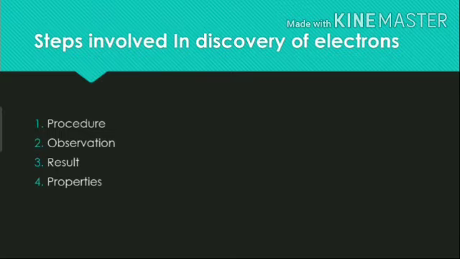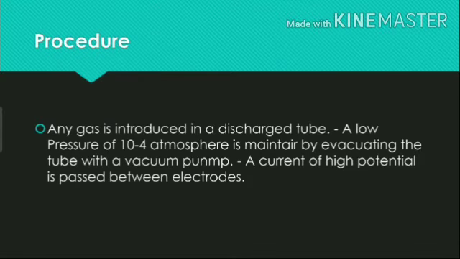Start with the procedure. Any gas is introduced into the discharge tube. A low pressure of 10 to the power minus 4 atm is maintained by evacuating the tube with a vacuum pump. A current of high potential is passed between the electrodes. Electrodes means anode and cathode.